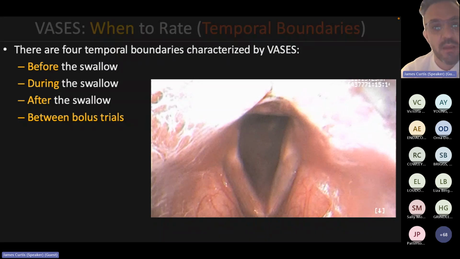We have in the original article definitions to characterize how do you define the before the swallow, the during the swallow, and after the swallow. And for each of these 4 boundaries, there's an onset and an offset. So we define what is the onset of the before the swallow phase, and then when is the very end of the before the swallow phase, or the offset. When is the very beginning of the during the swallow phase, when is the very end of the during the swallow phase. And then same thing with after and between bolus trials. And this is important because this guides when we provide ratings for our 7 outcome measures.